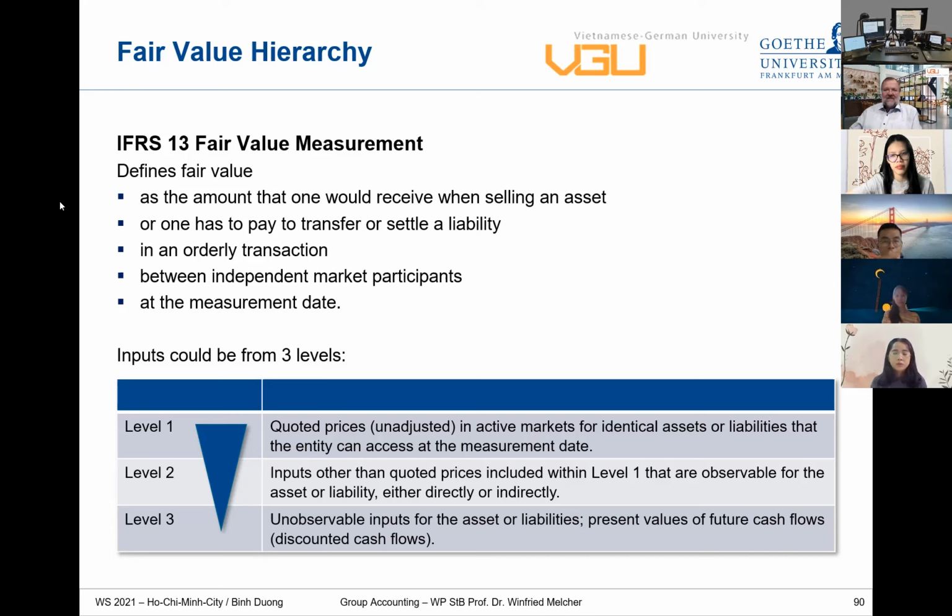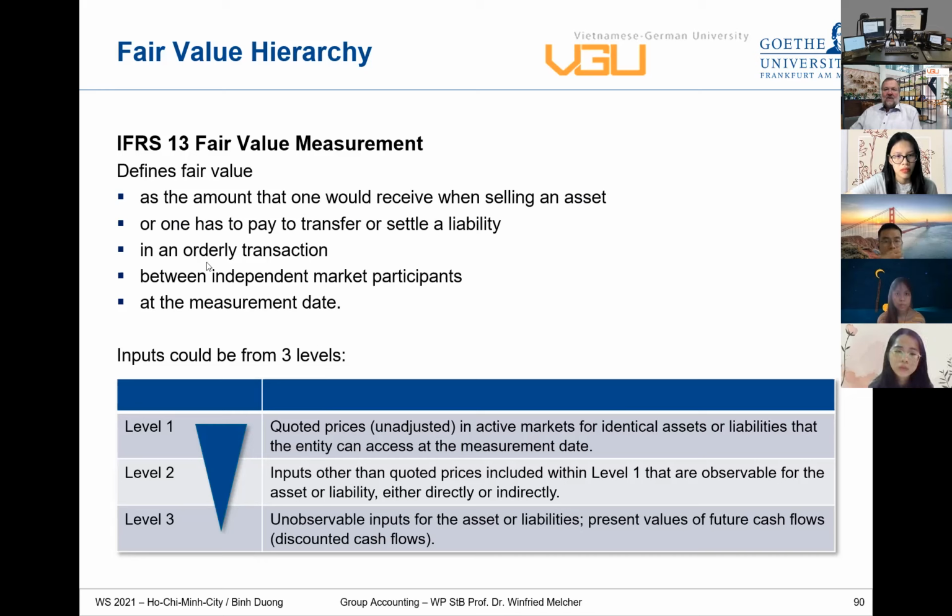And well, the standard setter IASB came out with IFRS 13, and they define fair value as the amount that one would receive when selling an asset, or has to pay to transfer or settle a liability in an orderly transaction between independent market participants at the measurement date. So I think that is clear, the amount one would receive when selling an asset. So the fair value of an asset is what you get for it. The fair value of a liability is what you have to pay to get rid of it.